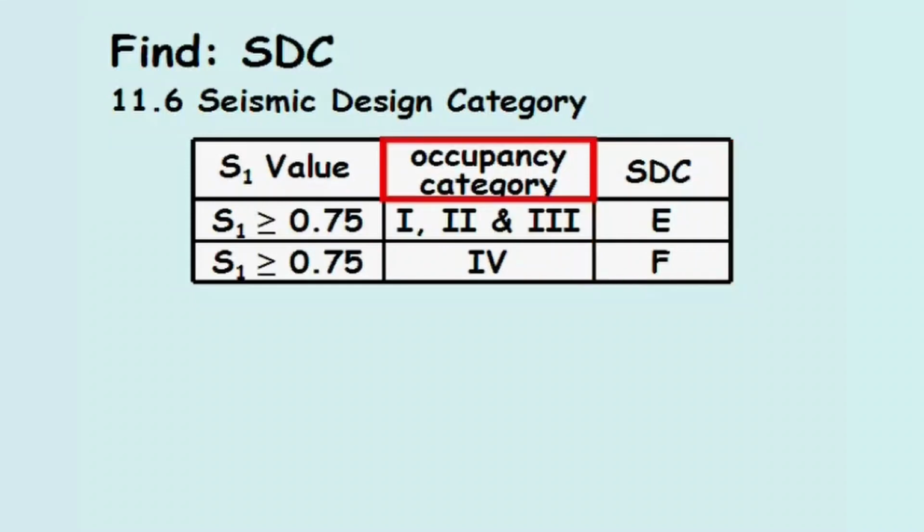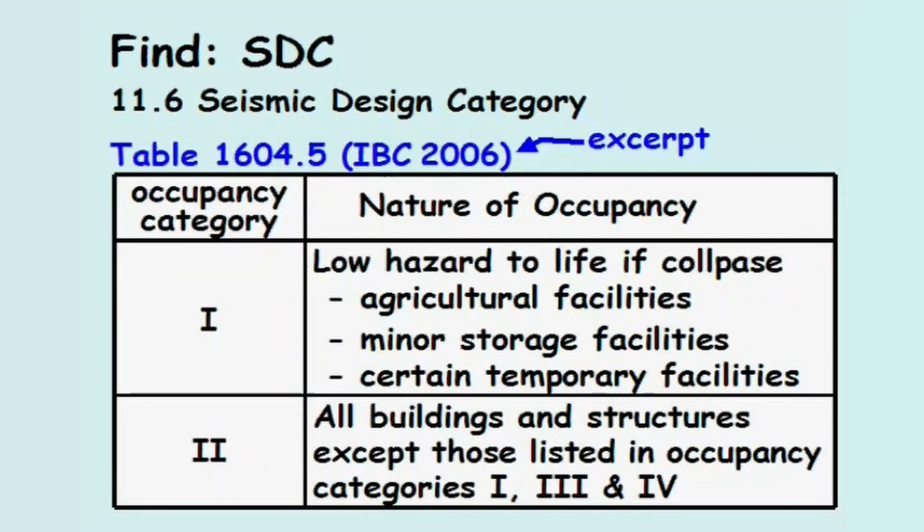One parameter we'll need to solve for in this problem is the occupancy category. Table 1604.5 in the 2006 International Building Code defines the occupancy category of buildings and other structures. Occupancy category type 1 includes buildings and structures which pose a low hazard to life in the event of failure. Occupancy category type 2 includes all buildings and structures whose occupancy category is not defined as occupancy categories 1, 3, or 4.